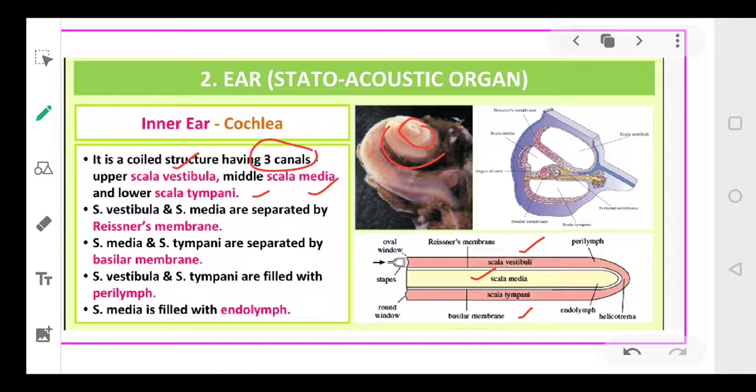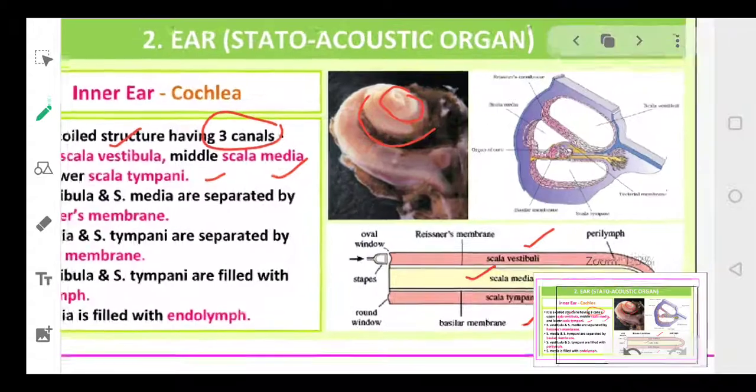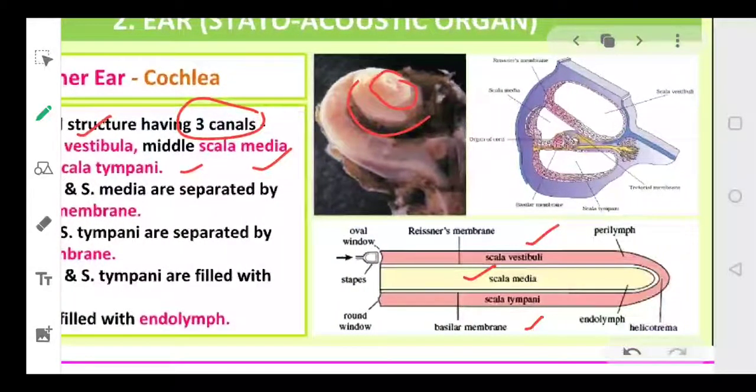Now this vestibuli and media, look very carefully, there is a separation between vestibuli and media. This particular portion is separate. These two are separated from each other by Reissner's membrane. So scala vestibuli and scala media are separated from each other by Reissner's membrane, while the scala media and scala tympani are separated from each other by the basilar membrane. So between the two there is the basilar membrane. Is it clear to you?